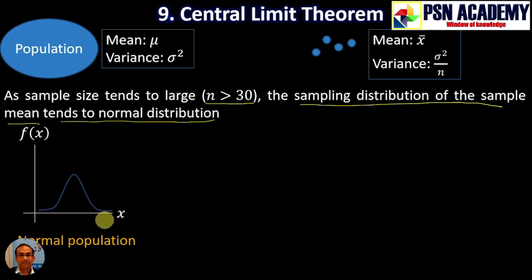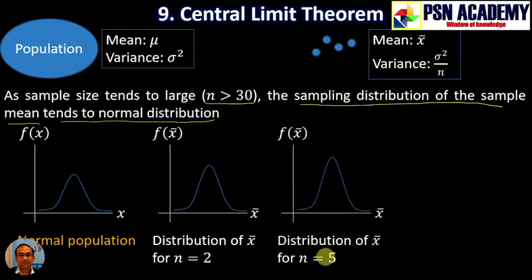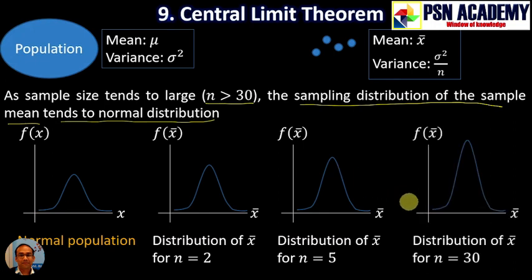For example, this is already a normal population you have, and this is x and this is f of x. Now when you have n equal to 2, you have a distribution like this. For a normal population, you have a sampling distribution like this of your x bar, and you increase the n to 5 and your height goes a little bit higher with a little bit narrower, and here you have n equal to 30 and you have this figure. So it is taking the shape of a purely normal distribution. Clear?